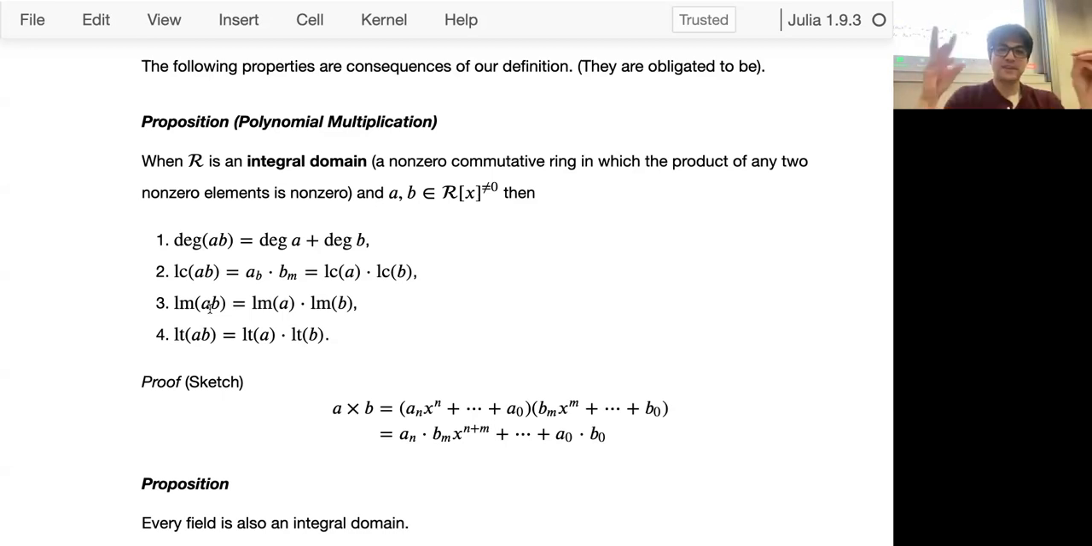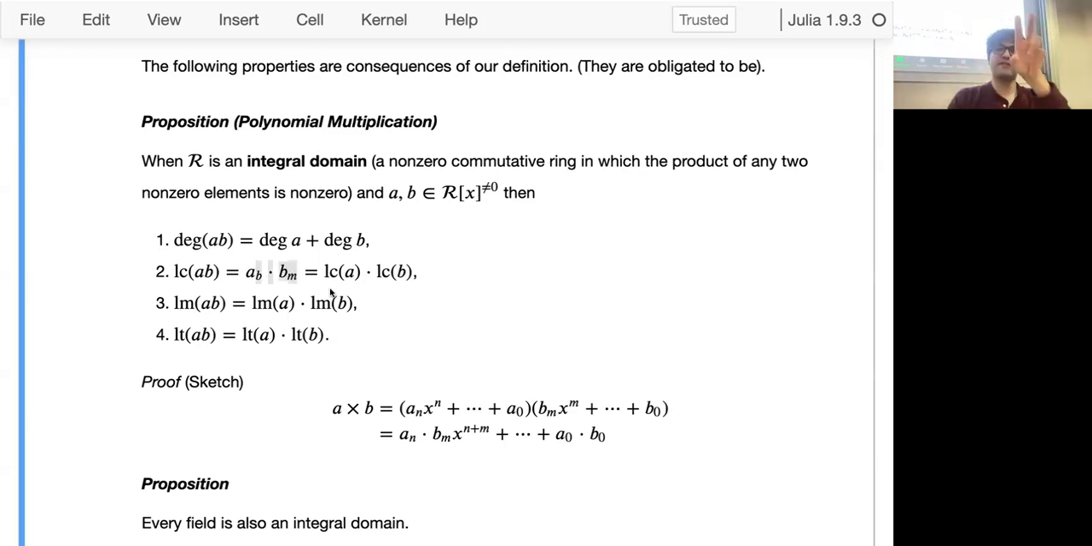If you multiply A and B, what do we know about the leading coefficient of the product? The leading coefficient of the product is the product of the leading coefficients. The same thing about the leading monomial: the leading monomial of the product of two polynomials is equal to the product of the leading monomials. And the same is true about the leading terms.